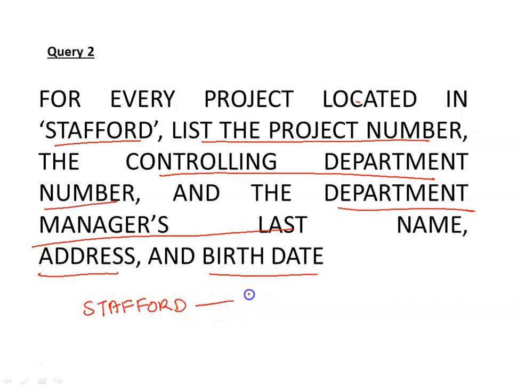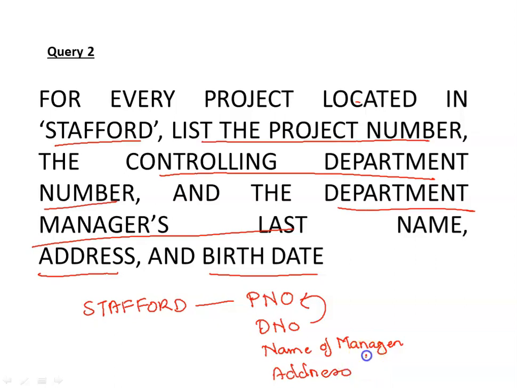you have to find out the project numbers located in Stafford, the department number that controls this project. Very obvious, you have to also find out the name of the manager of the department that controls this project, his address, and birth date.